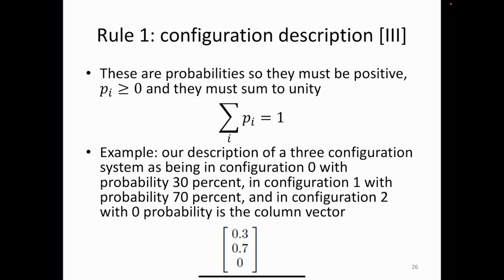So let's assume we have a system which can be in 3 possible configurations. And right now, when we look at that system, it is in configuration 0, which is this top configuration here, with a probability of 30%, and in configuration 1, here, with a probability of 70%, and in configuration 2, with 0 probability. And the probabilities here are given in that vector. Okay.